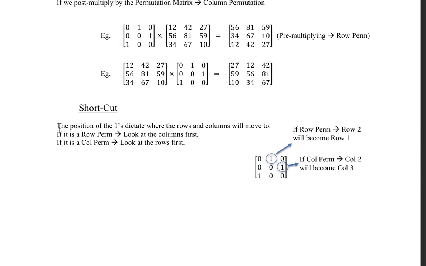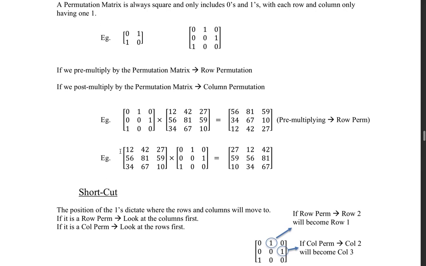If we want to quickly determine which row goes where or which column moves where, we can use this shortcut. The position of the ones dictates where the rows and columns will move to. If it is a row permutation, look at the columns first, and if it is a column permutation, look at the rows first. That's a little bit confusing, but I'll show you what I mean.